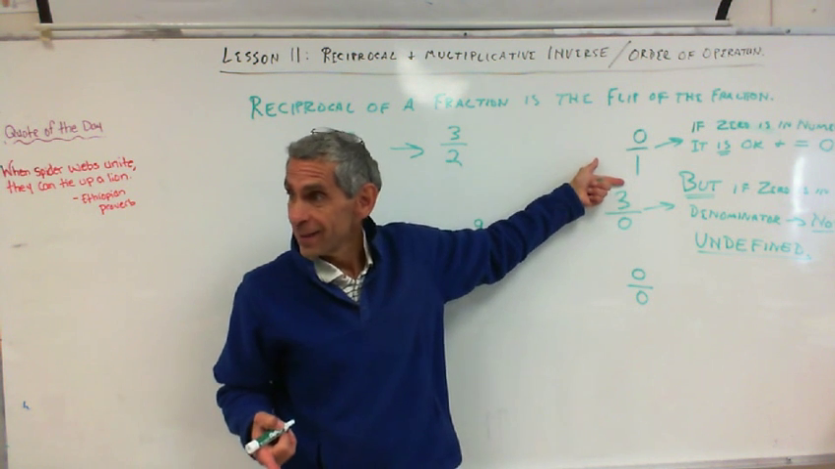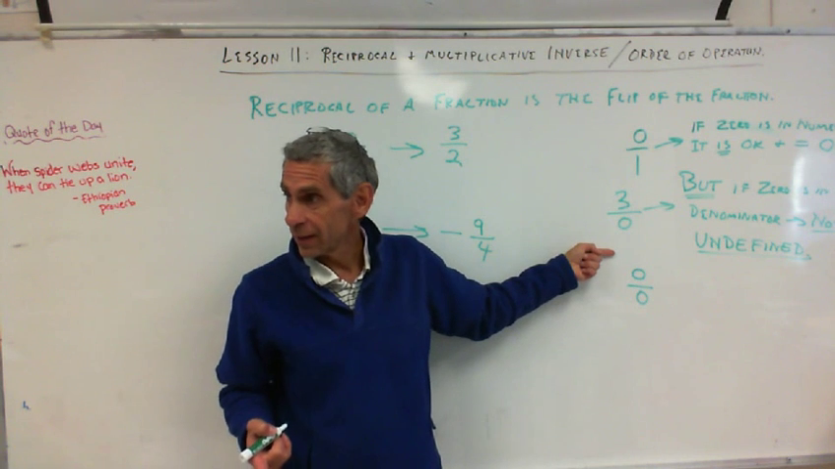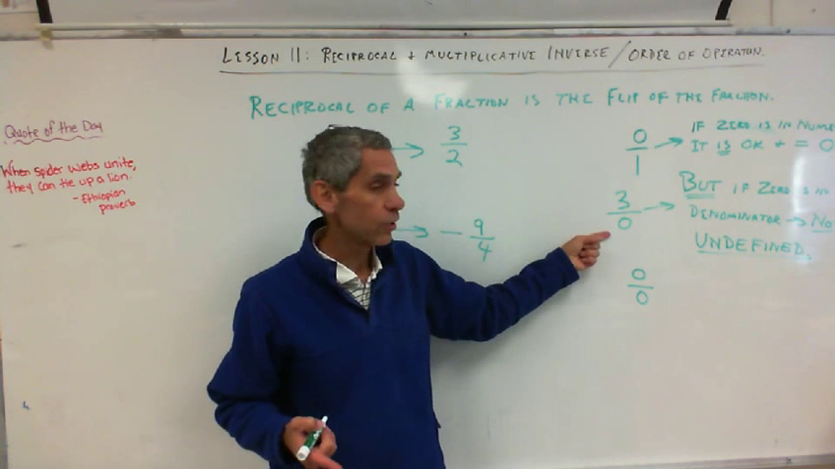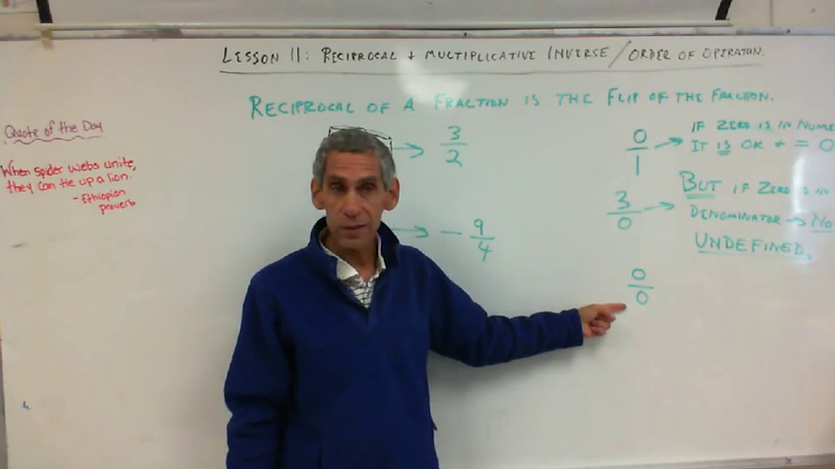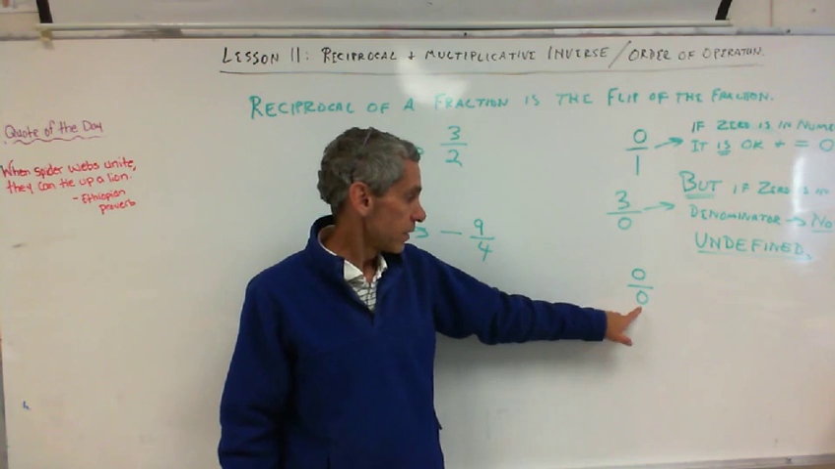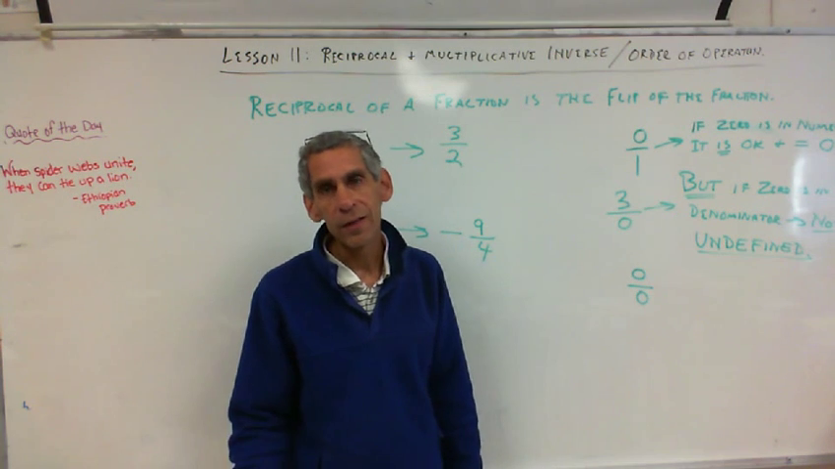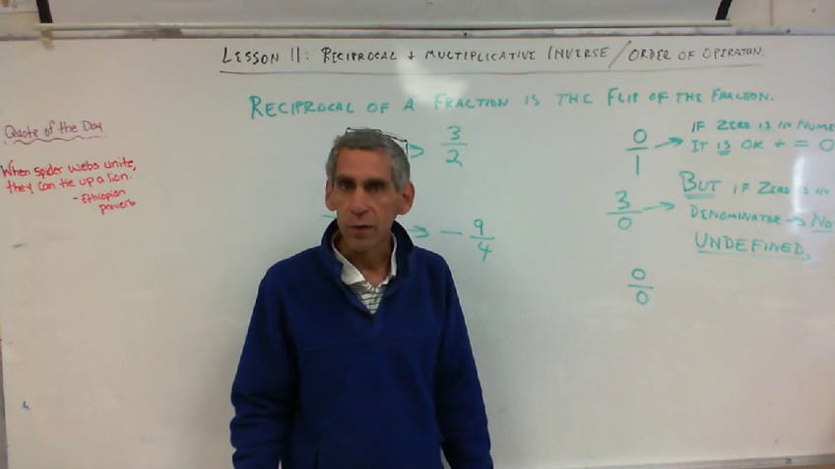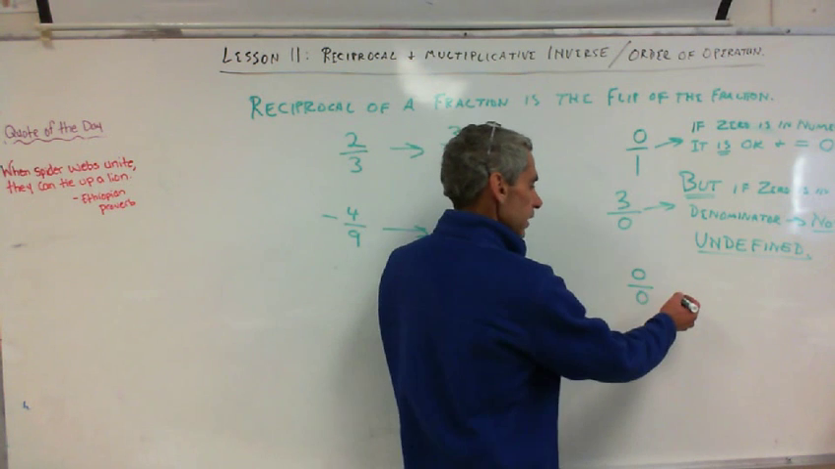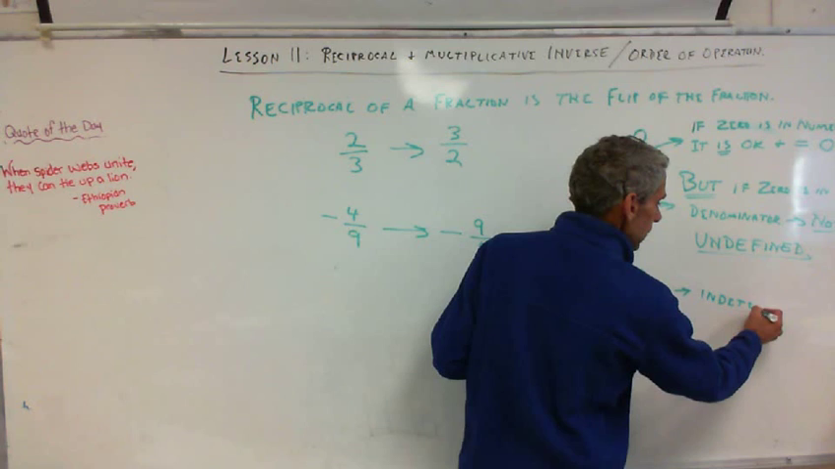Zero over any number is zero, right? But any number over zero is undefined. It doesn't matter what the number is, if zero is in the denominator, it's undefined. Notice here, zero is in the numerator, but it's also in the denominator. You'd think zero divided by zero is zero. Well, not necessarily. How many zeros can you get into a zero? Nobody's ever been able to figure it out. It doesn't work, so this is indeterminate. I'll use that word: indeterminate.